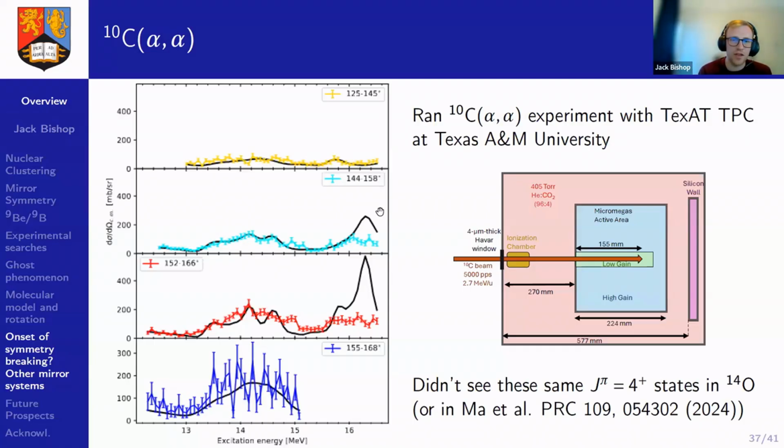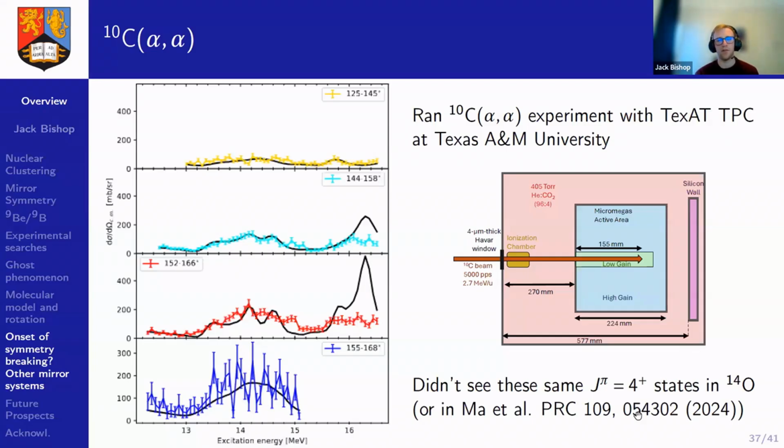And if we look at these 2 central angles here at 16.3 MeV, if the same states that were seen in carbon-14 are seen in oxygen-14, we expect to see a huge increase at this particular angle in the cross-section, and obviously there's no such corresponding increase in our data here.